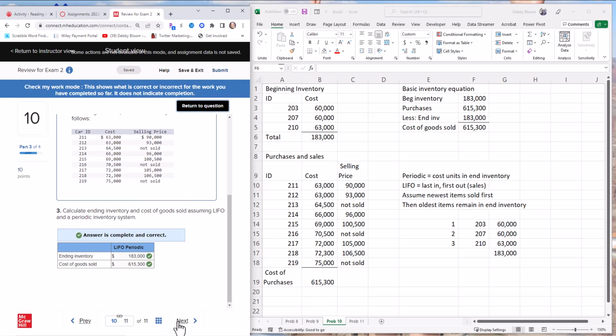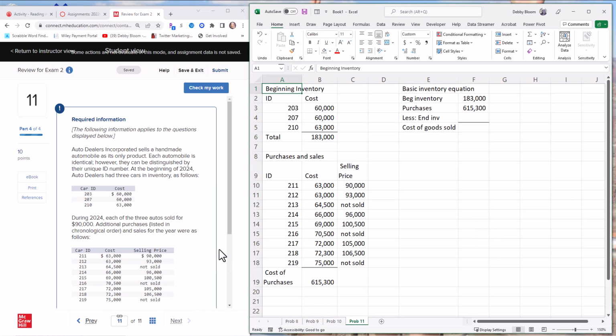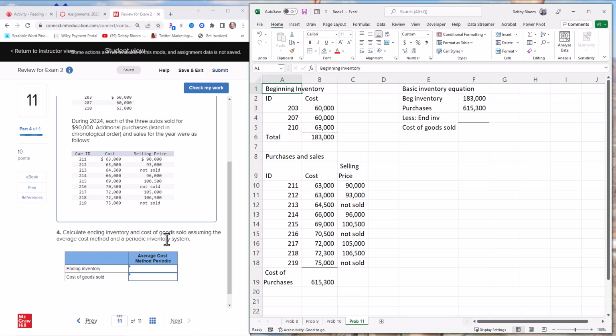And then finally, we're going to go on to the final problem, number 11. With problem 11, we're supposed to calculate ending inventory and cost of goods sold, assuming the average cost method in a periodic inventory system. So, with average cost, what we're going to do is calculate our average price. Because we're working with a periodic inventory system, we're only going to calculate that average price once at the end of the year.